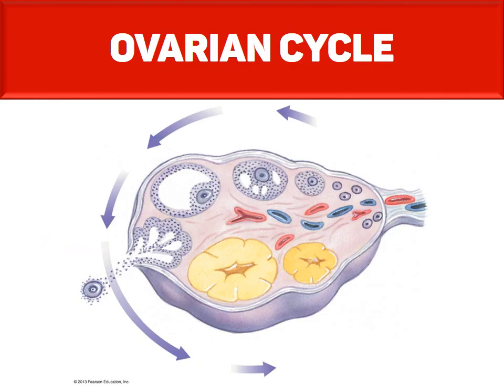So in the next few slides, we'll look at these 2 subsections of the menstrual cycle separately, and then we'll bring these 2 cycles together and see how they overlap and correspond. So we start off by looking at the ovarian cycle.